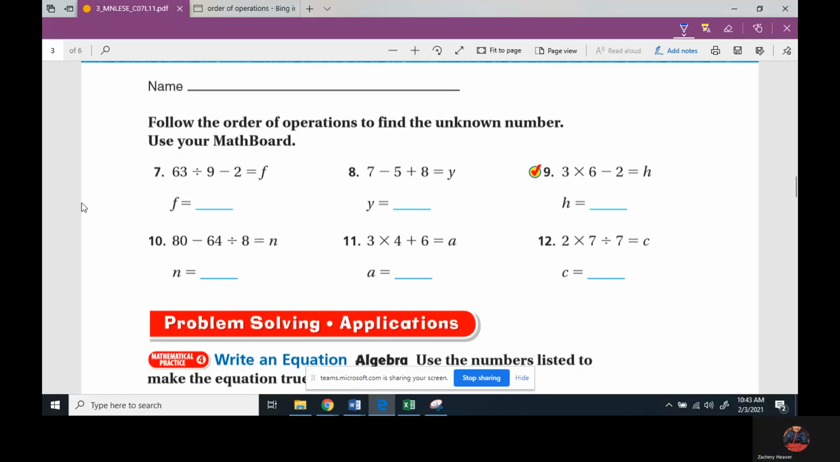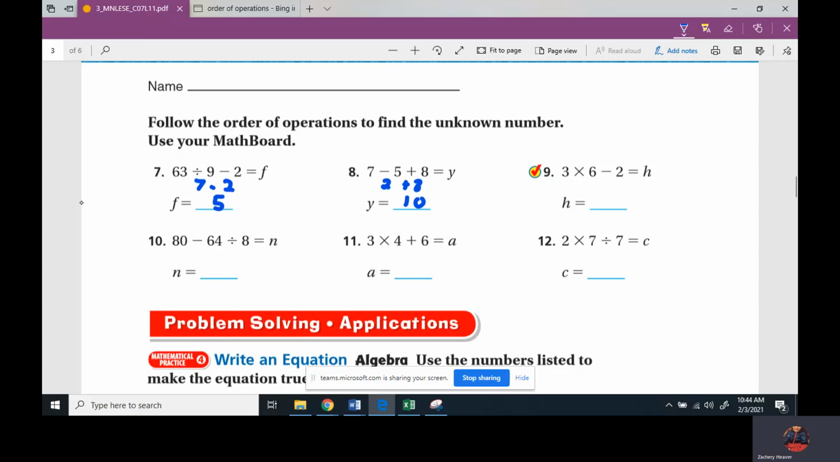So use your math board to find the following unknown. We have to do 63 divided by 9 minus 2. We know we have to divide first, and we know 63 divided by 9 is 7. So now 7 minus 2 is simple, 5. 7 minus 5 plus 8. Well, we have no adding and subtraction, no multiplication or division. So guess what? We just have to go straight across. So 7 minus 5 is 2. 2 plus 8 is 10.